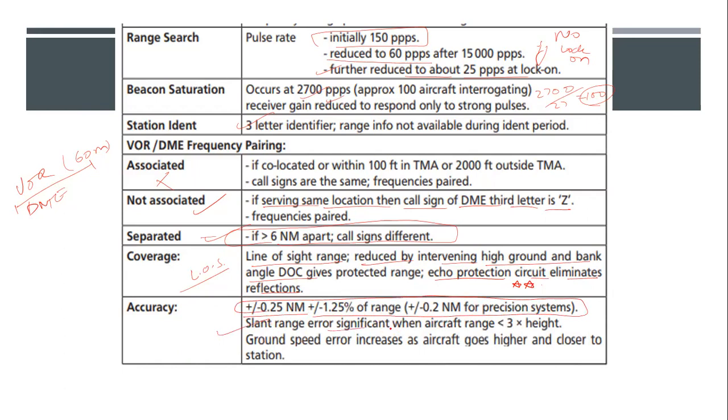Slant range error is significant when the range is less than 3 times the height. Just an example. Suppose the height is 100 feet. So if the range is, let's say, 200 feet, the range is less than 3 times the height in this example. So there will be a slant error. Slant range error. Ground speed error increases as the aircraft goes higher and closer to the station. Of course, this is not important, but it is present.